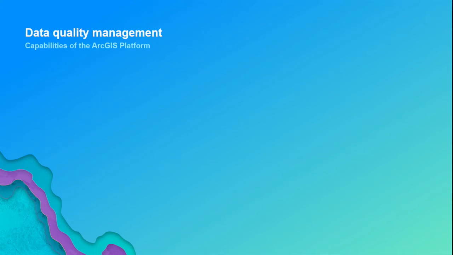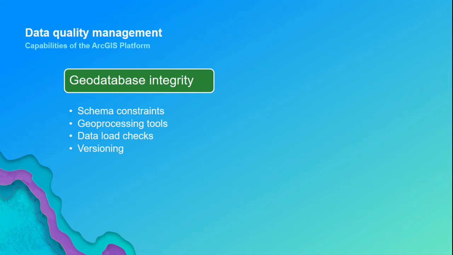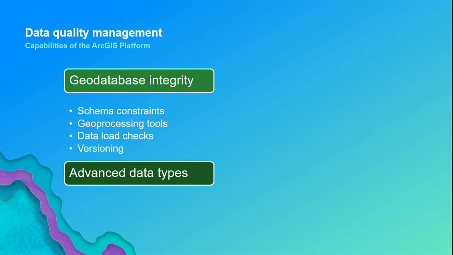Before I dwell into what ArcGIS Data Reviewer is, let's understand the different capabilities that are available in the ArcGIS platform. You have the basic geodatabase integrity checks like schema constraints and additional geoprocessing tools, as well as versioning to do a step-by-step data ingest into the system, as well as some advanced data type rules like topology rules, utility network rules, and parcel fabric. These tools will help you establish a very good baseline for high quality data.